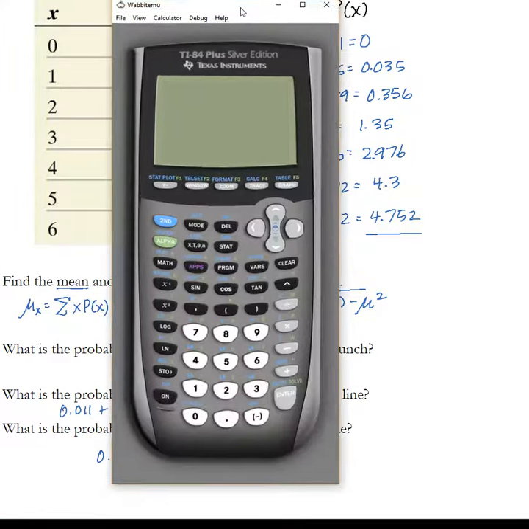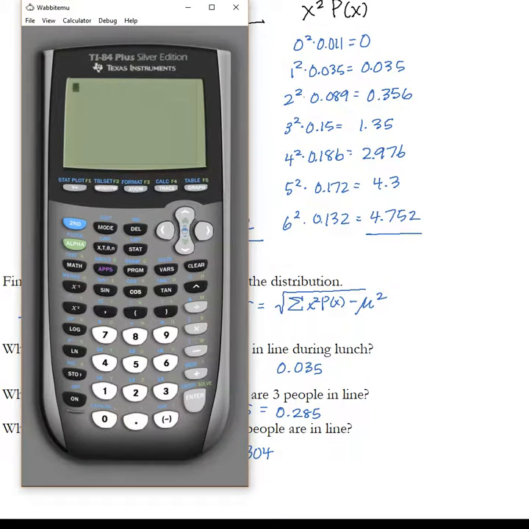So let's try that. 0 plus 0.035 plus 0.356 plus 1.35 plus 2.976 plus 4.3 plus 4.752 is a sum of 13.769.